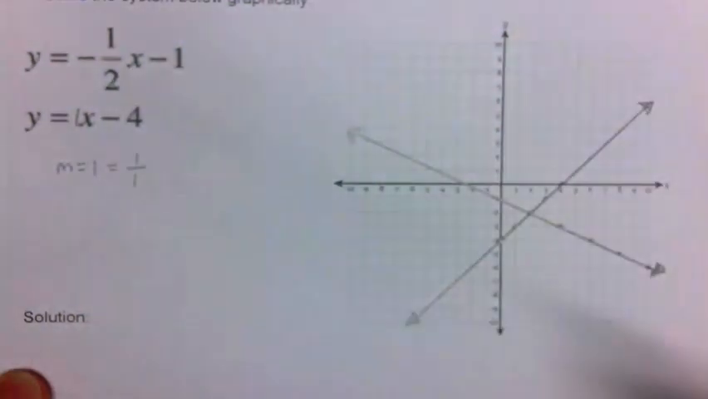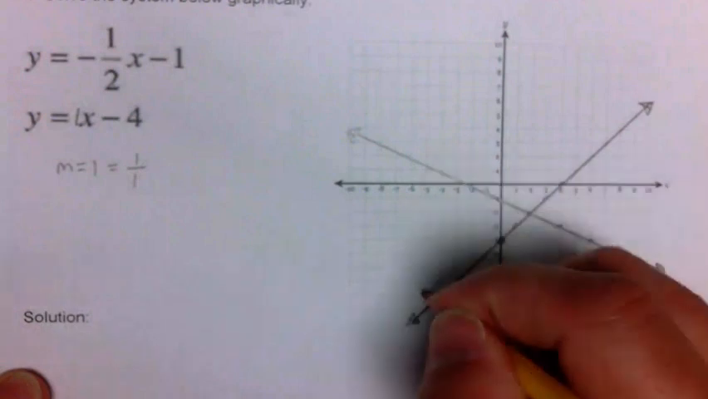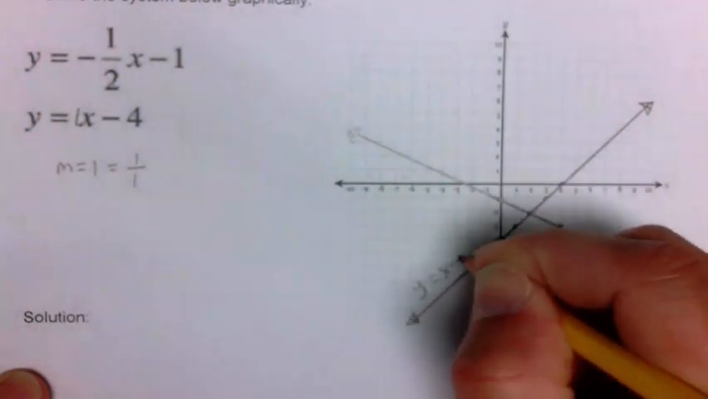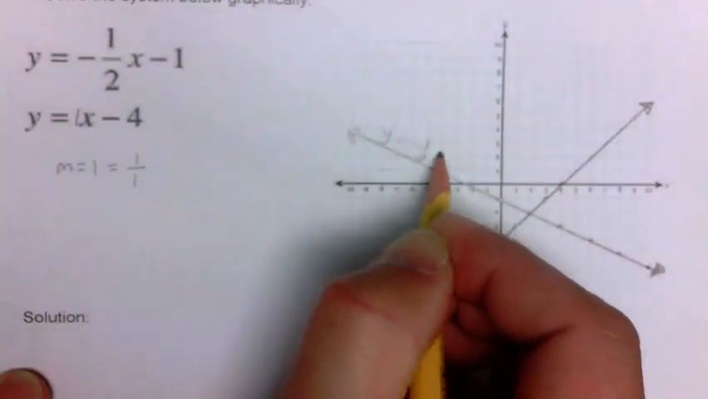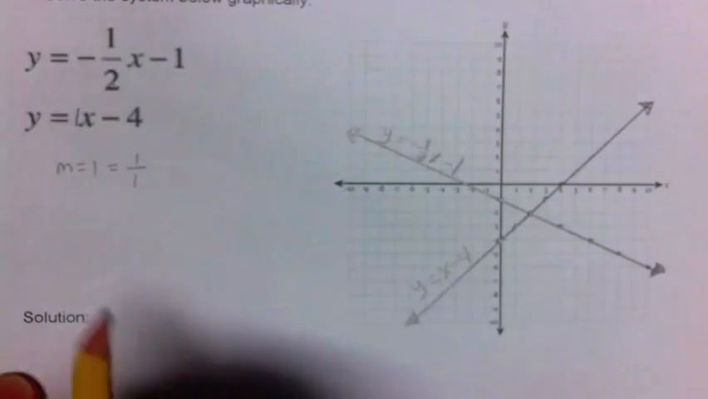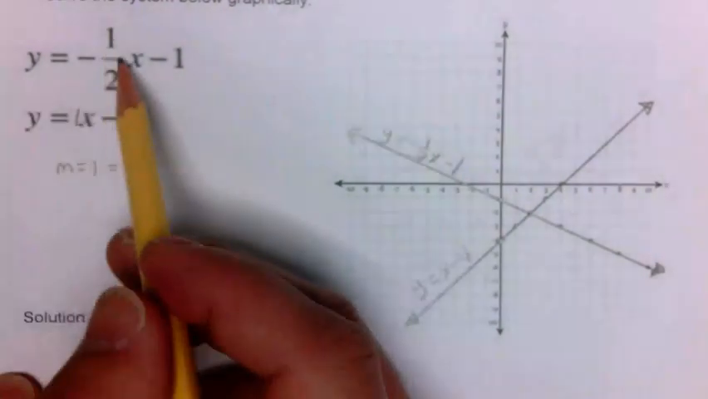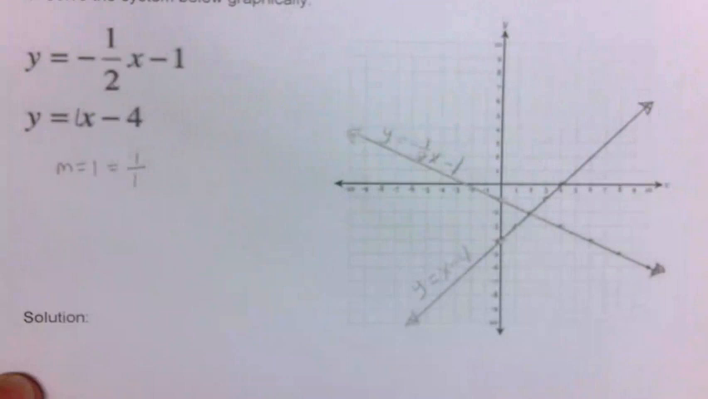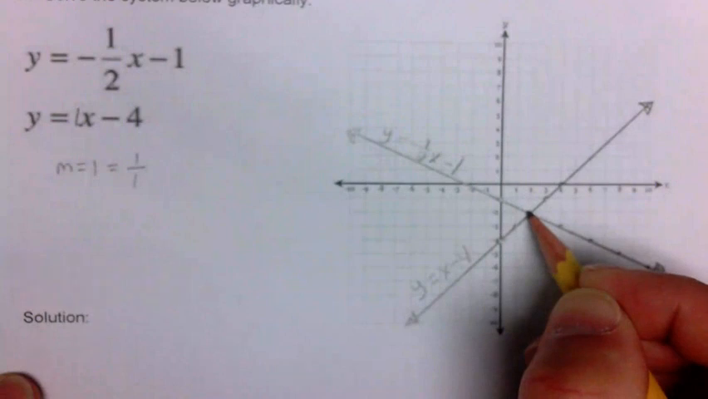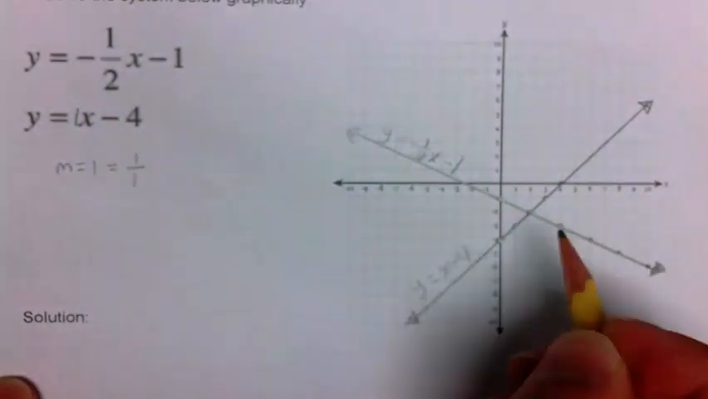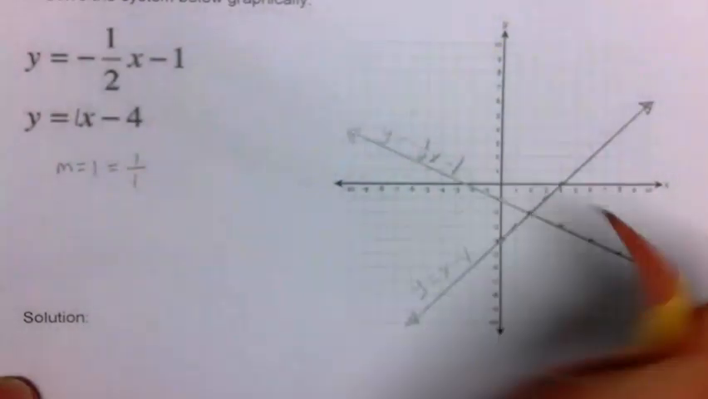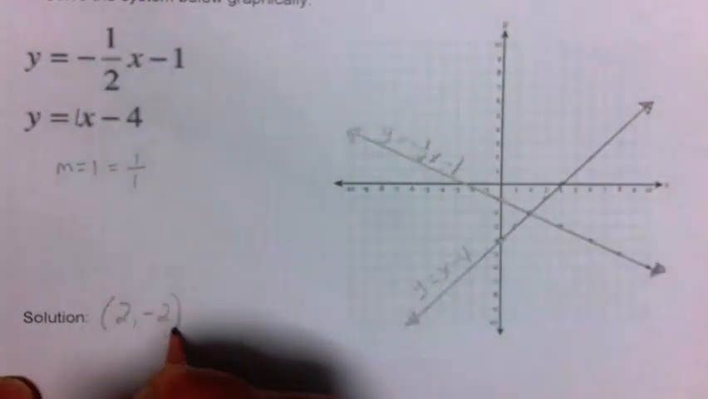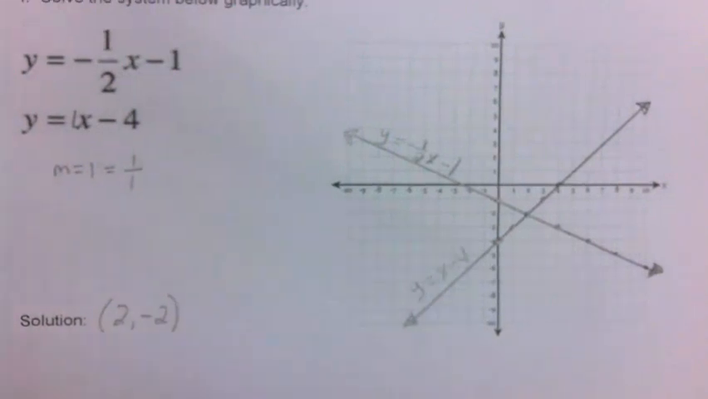And now I'll go ahead and put my labels on it. This was the second line that I just drew, which was y equals x minus 4. And this was my first line, which was y equals negative 1/2 x minus 1. And looking at the original equations here, I could tell that the lines had different slopes. And when they have different slopes, that means that they are going to intersect, which we can clearly see at this point right here. So the solution to the system is the point of intersection. And this point is at 2 comma negative 2. So the solution to this system is 2 comma negative 2.